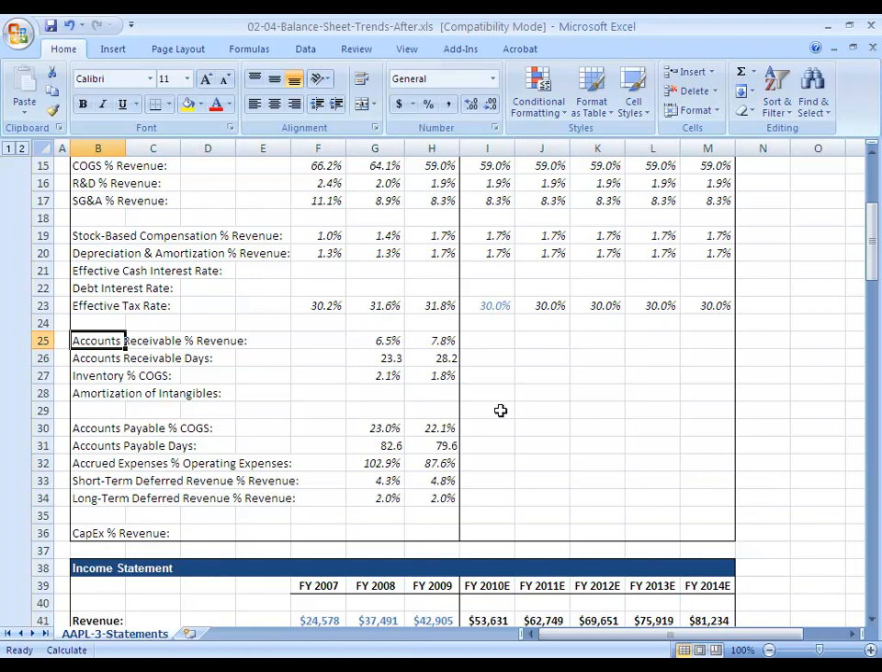Coming up in the next video, we're going to be actually projecting these across over the next 5 years. And once again, you'll get some practice actually linking together our balance sheet based on the projections that we're going to make here.